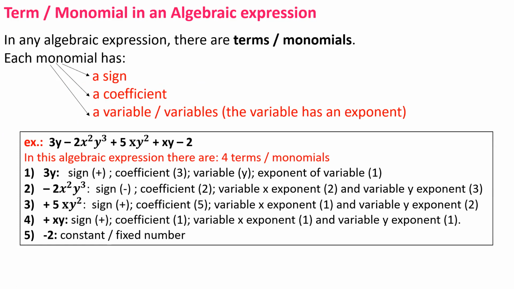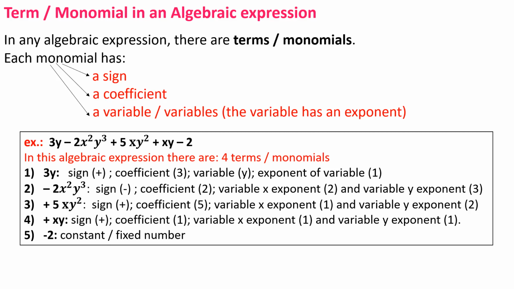What do we mean by a term or a monomial? To identify a term or a monomial, each monomial has a sign. It might be positive or negative, a coefficient, which is a number, a variable or many variables, and each variable has an exponent. The exponent might be 1, 2, 3, or whatever.